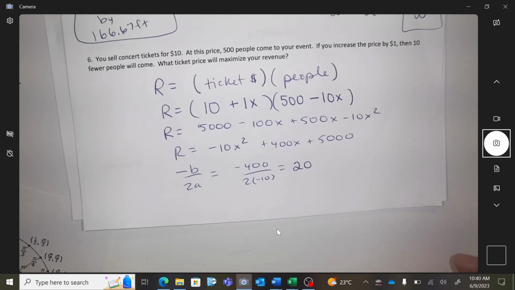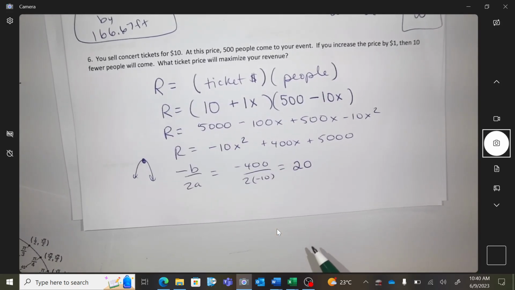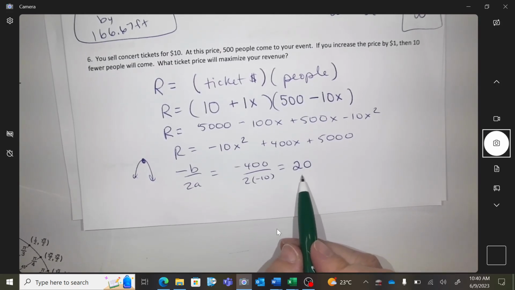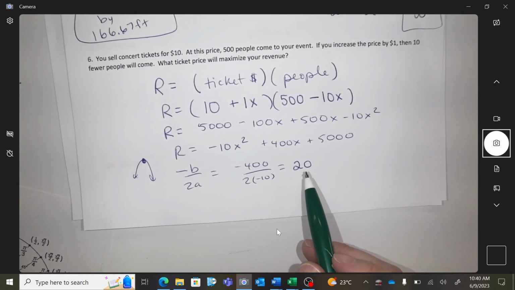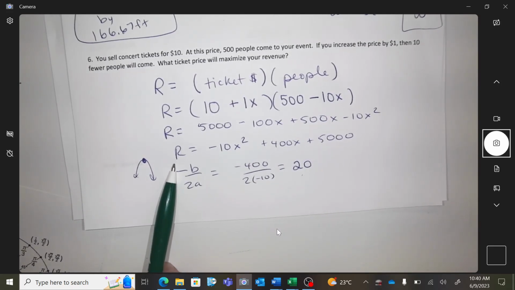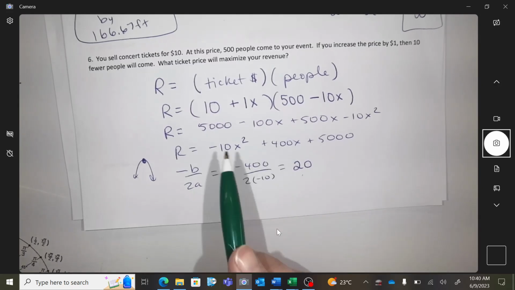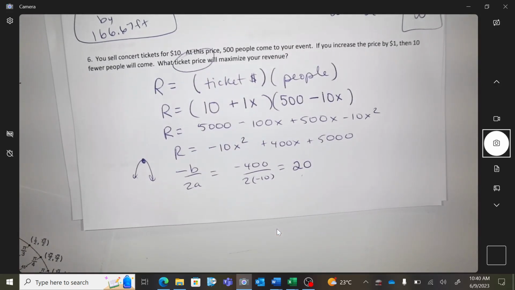Okay, so the FOIL happened. I got a negative b over 2a result because I found the max, which is the vertex of the parabola. So x equals 20. I'm not going to plug it in because that would get me my revenue, and that's not the question. If the question said what's the highest revenue, you'd plug that in to get R. The question says what is the ticket price?